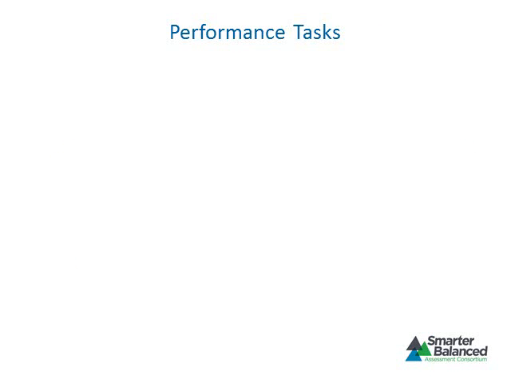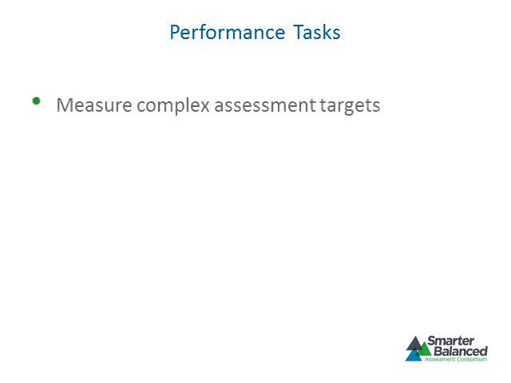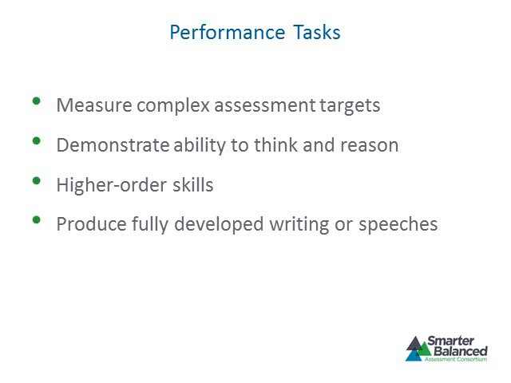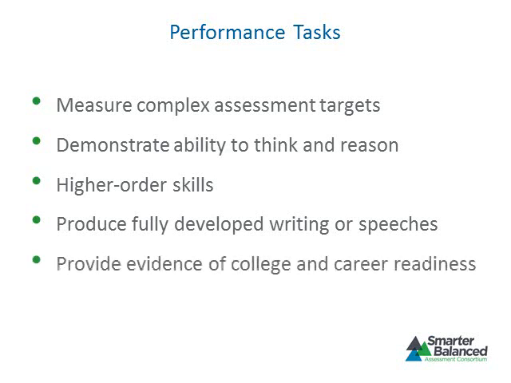The Smarter Balanced Assessment Consortium uses performance tasks to measure complex targets from multiple claims that require analytical thinking, evaluation, and evidence that supports students' responses to texts. Performance tasks provide a means for students to demonstrate their ability to think and to reason, and to use higher-order thinking skills to provide the required evidence for multiple claims and targets. Students will produce a fully developed text or present a speech that will be scored according to an analytic rubric. These kinds of tasks demonstrate the Smarter Balanced intent to collect evidence about students' readiness for college and career.